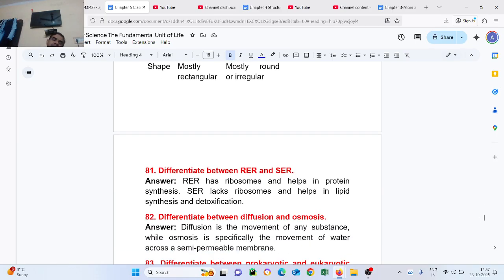Now question number 81. Differentiate between RER and SER. RER has ribosomes and helps in protein synthesis. SER lacks ribosomes and helps in lipid synthesis and detoxification.